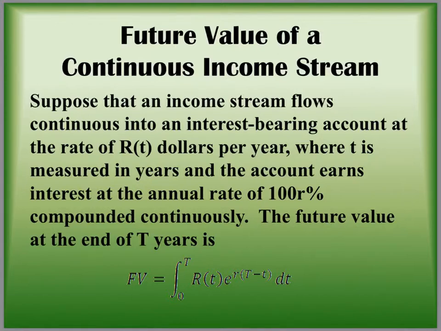So FV stands for future value. We have an integral from 0 to capital T. T is just how long you're going to invest the money for. R of T is the amount of money going into the account every year. E to the R, that little r is your interest rate. Capital T, again, is the length of time you're leaving it there minus t. Okay, the smaller t is the interest that's incurring over time. There's the time over which it's incurring.